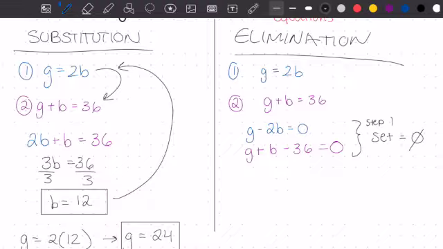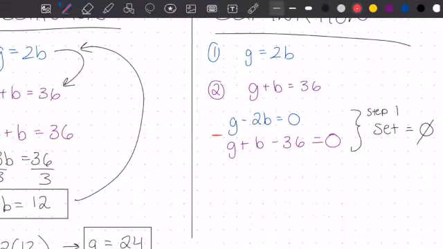Okay, so let's check subtraction. G minus G, does that equal 0? Okay, perfect. So subtraction it is. So I'm going to plug that in there. That cancels that out. Then I have negative 2B minus B, so that's going to equal negative 3B minus negative plus this. 0 minus negative 36 is plus 36 equals 0.